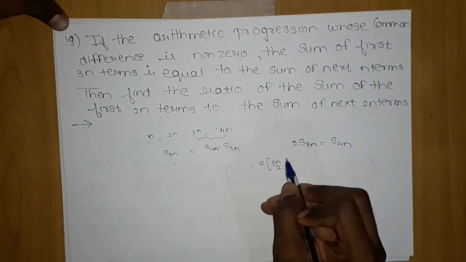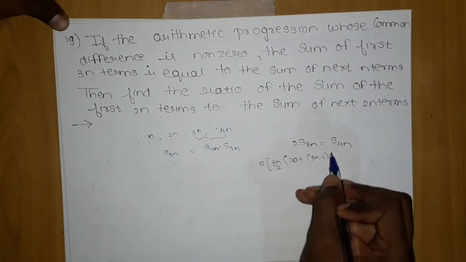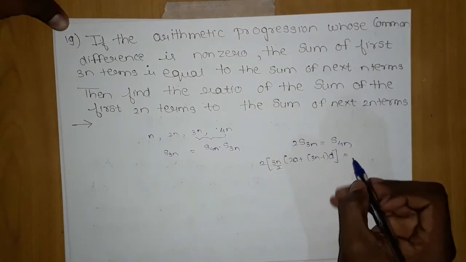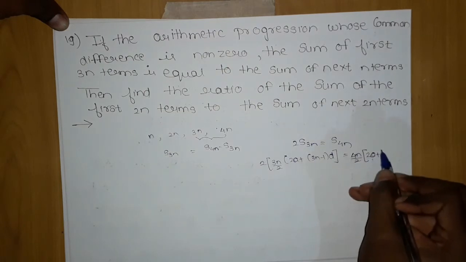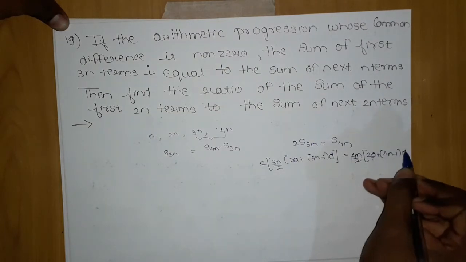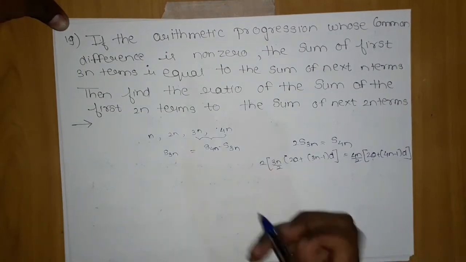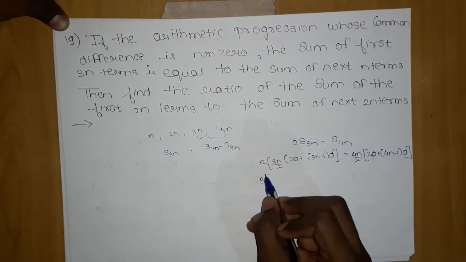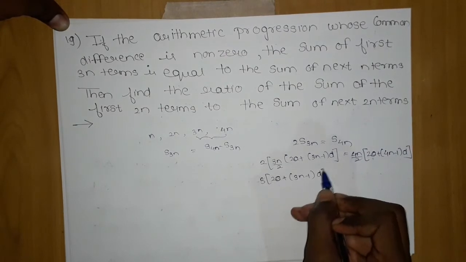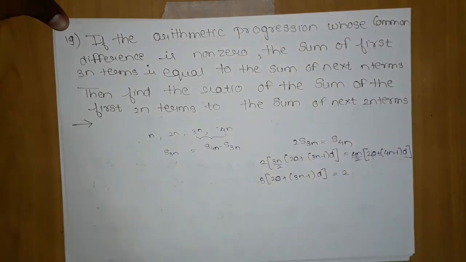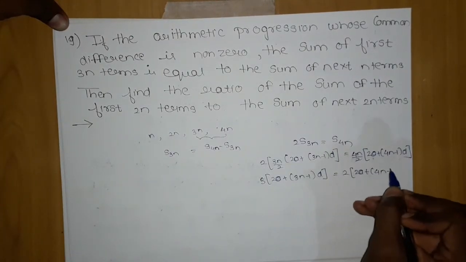3n by 2 bracket 2a plus 3n minus 1 into d, which is nothing but 4n by 2 bracket 2a plus 4n minus 1 into d. Here n by 2 will cancel out, and here 2 will cancel out. 3 into 2a plus 3n minus 1 into d. Here it will be 2 into 2a plus 4n minus 1 into d.